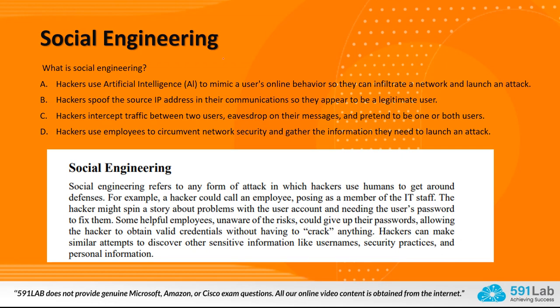That one tends to be IP spoofing. The next one is basically a man in the middle attack: hackers intercept traffic between two users, eavesdrop on their messages, and pretend to be one or both users. It looks like man in the middle as well. The last one: hackers use employees to circumvent network security and gather information they need to launch the attack, and that one is the most appropriate to our scenario here. So the correct answer would be D.